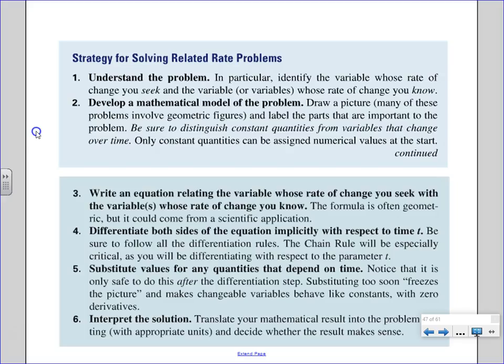So, they have 6 different steps to solving related rates. I have my quick little summary on the next page, hence why you probably shouldn't write this one. However, it is interesting where they say you should start. Understand the problem. Read it and figure out what's going on, and figure out what you are seeking and what you know. Given. What you are seeking, what you are knowing.